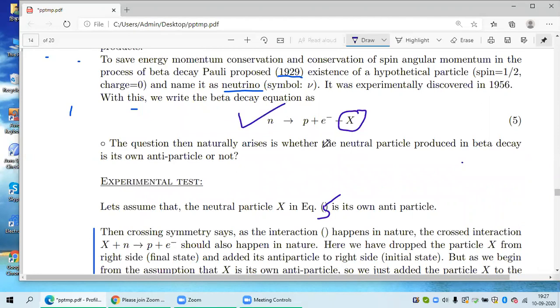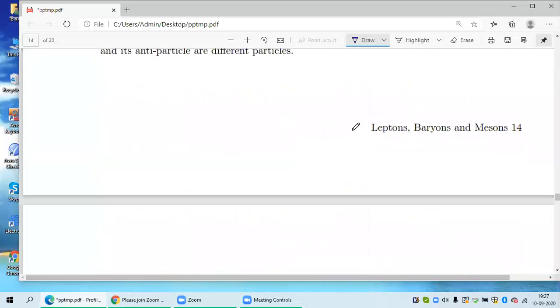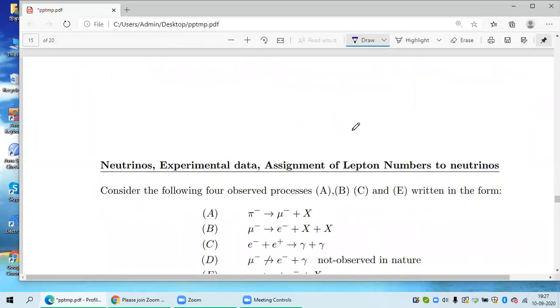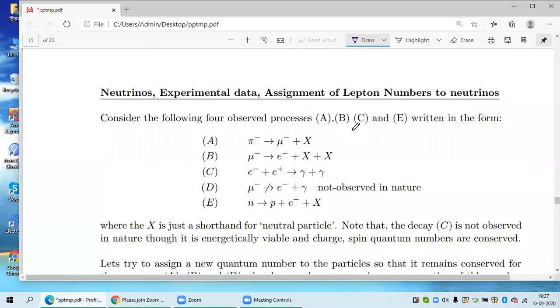So this was the experimental result, that this X is different from its antiparticle. Now let me try to make you understand how these analyses are done in particle physics. Earlier, in the first class and second class, we showed how the lepton numbers are assigned to these particles. I just assigned the lepton numbers to the particles, stated that, and showed that for all interactions it is conserved.